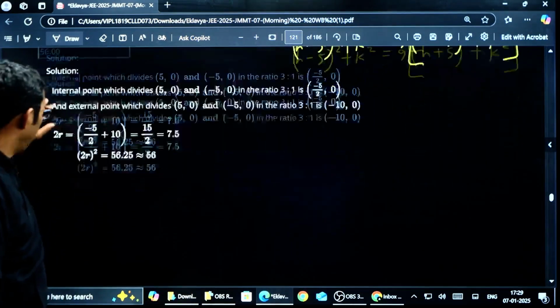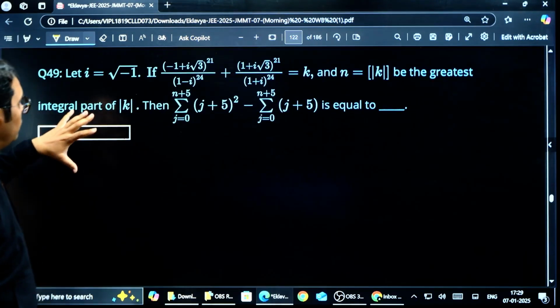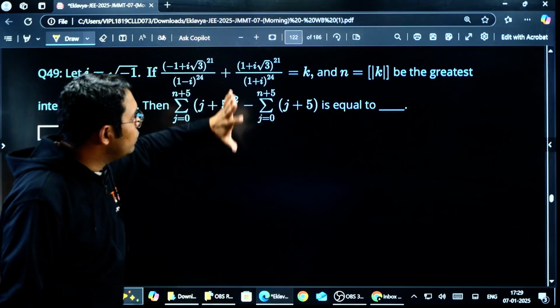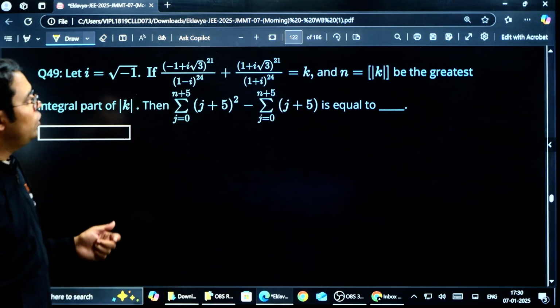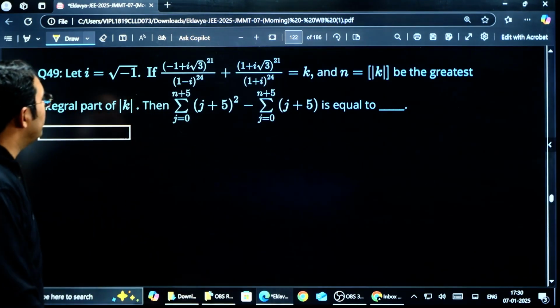Okay, moving to the next question. Yeah, this is a question from complex numbers. Looks very complex. So this is equal to k, and n is equal to the greatest integer of mod of k, and then we have to find this summation. Please see how we can do it.